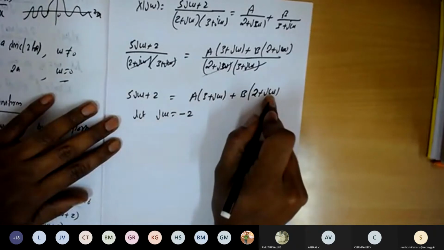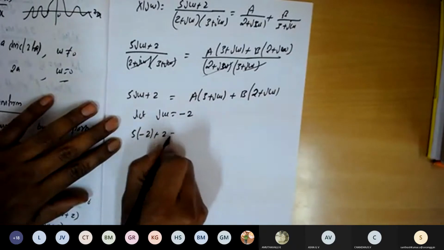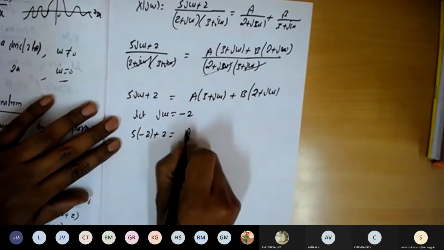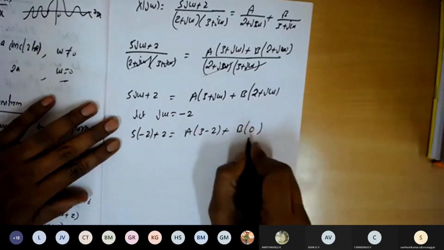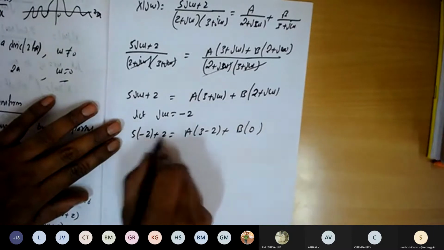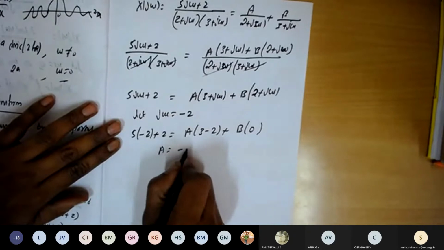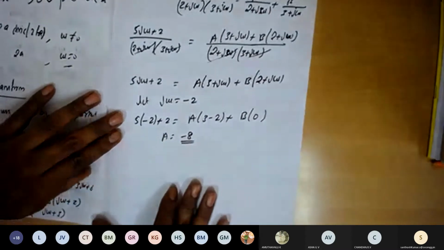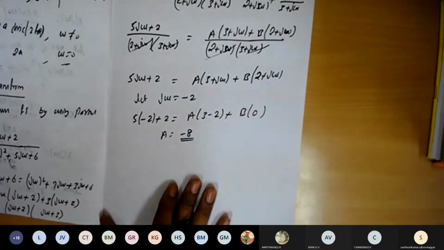If I substitute j omega equal to -2, then for the term with b, -2 plus 2 becomes 0. So a into (3 minus 2) plus b into 0. 5 times -2 is -10, so -10 plus 2 is -8. So a is equal to -8. Done, everyone? Got it right? a is equal to -8.